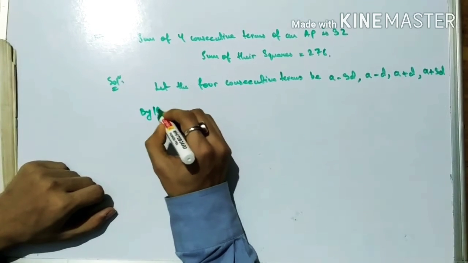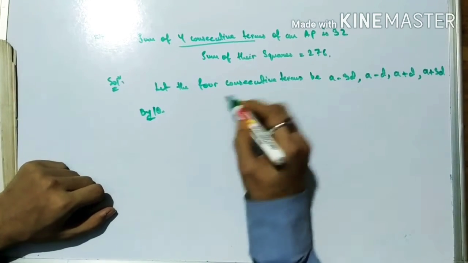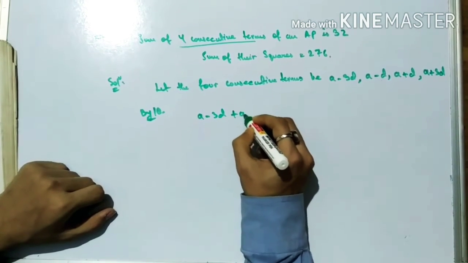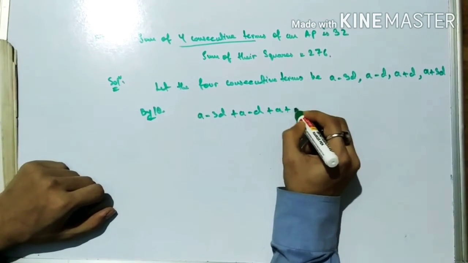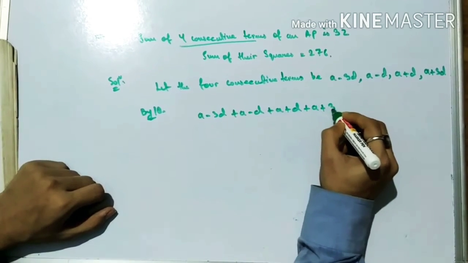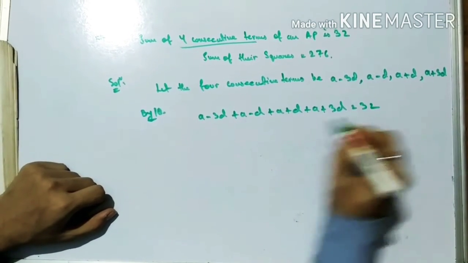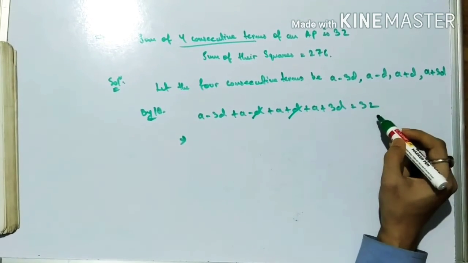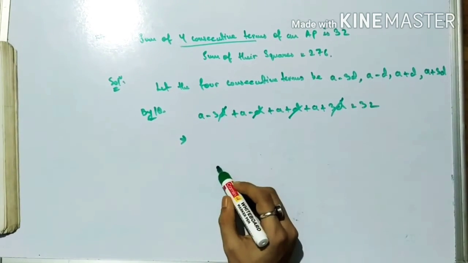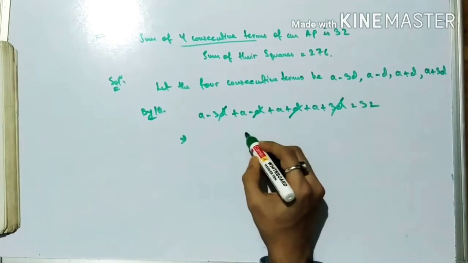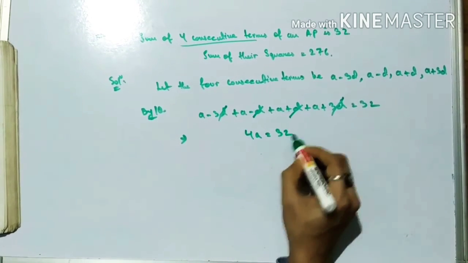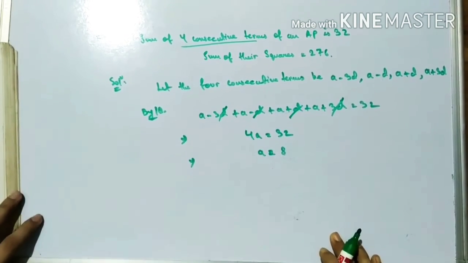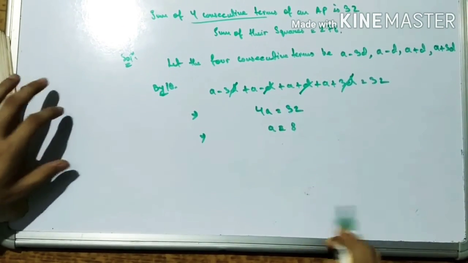By the question, the sum of four consecutive terms is given as 32. So a minus 3d plus a minus d plus a plus d plus a plus 3d is equal to 32. Here the d terms cancel, and ultimately I get 4a is equal to 32, so a is equal to 8.